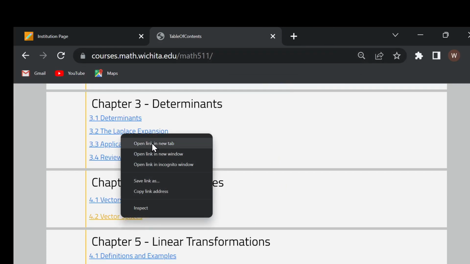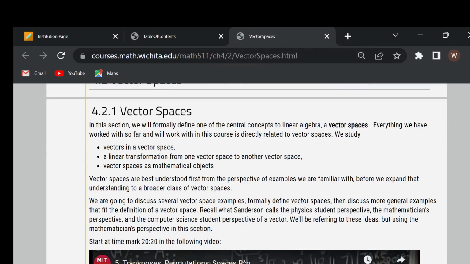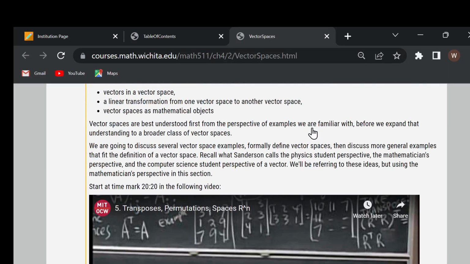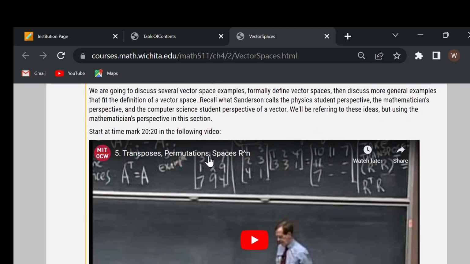Vector spaces. Okay. This is the one that gives people the most trouble. And this is a good time, if you have the time at home, to watch, I think starting at 20 minutes and 20 seconds. You don't really have to watch the first 20 minutes, because he's talking about stuff we already did: permutations and transposes. But then he's going to start talking about vector spaces in Rn. And if you have any questions at all about what we've been discussing in class, you can always watch him explain it. He's going to explain exactly the same thing, just a slightly different way.